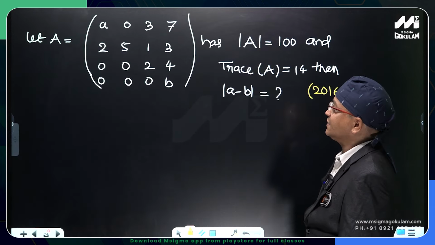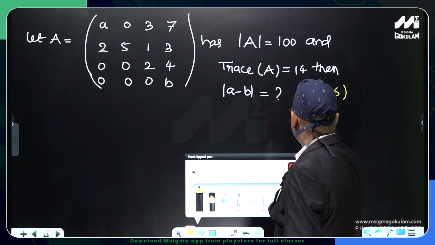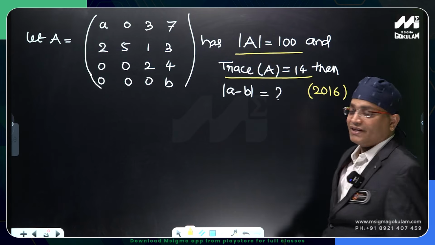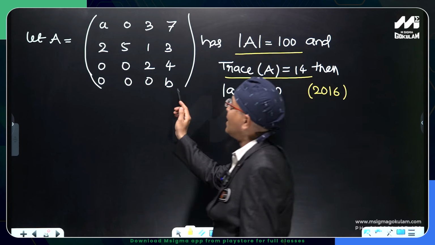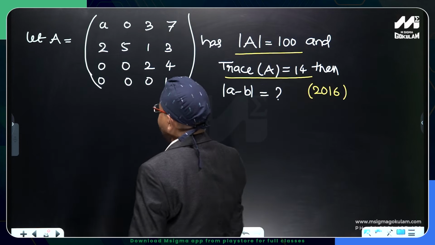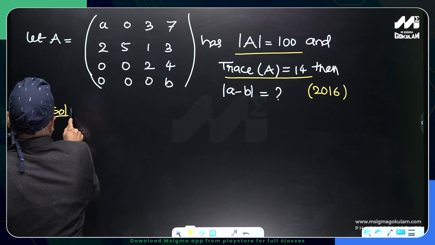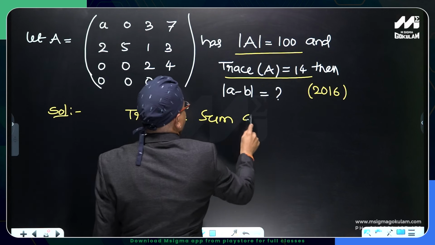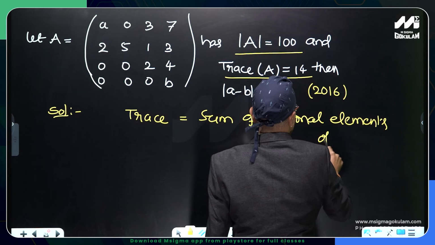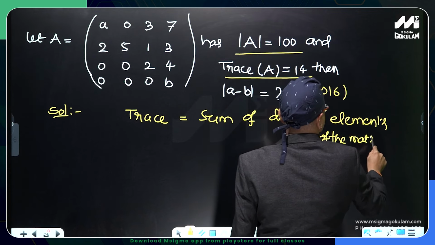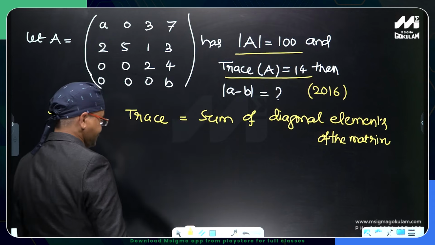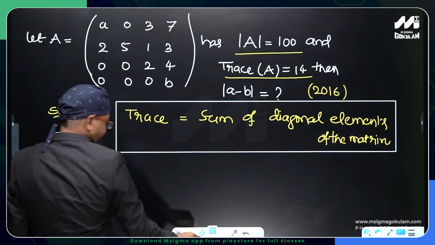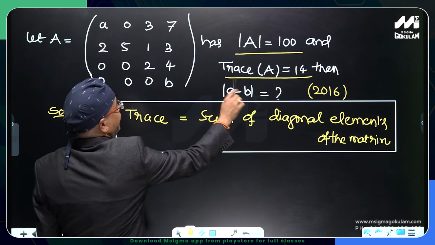A equal to the matrix with entries A, 0, 3, 7, a 4 by 4 matrix given like this, has det A equal to 100, trace A equal to 14. What is trace? You know, the sum of diagonal elements is called trace. So, that is also an important definition. Trace means the sum of diagonal elements of the matrix is called the trace of the matrix. This also remember. Now, for this matrix, what is given? Det A given, trace A given.